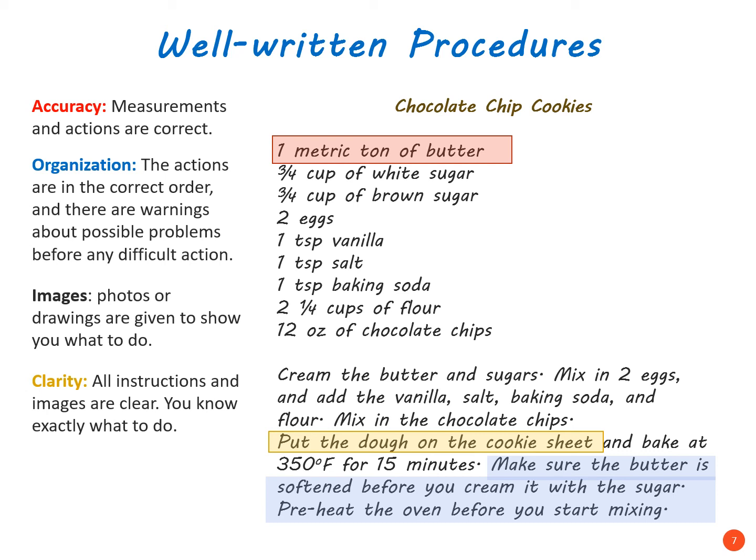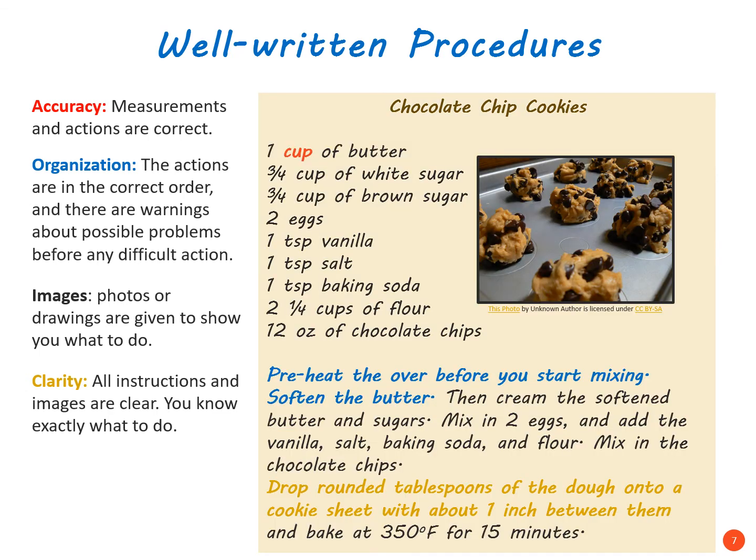Here it says put the dough on the cookie sheet. Well, how? Do I put all of it in one place? Do I separate it? Do I roll it into a ball? What do I do? Here's a better version of that same recipe or procedure for making chocolate chip cookies.